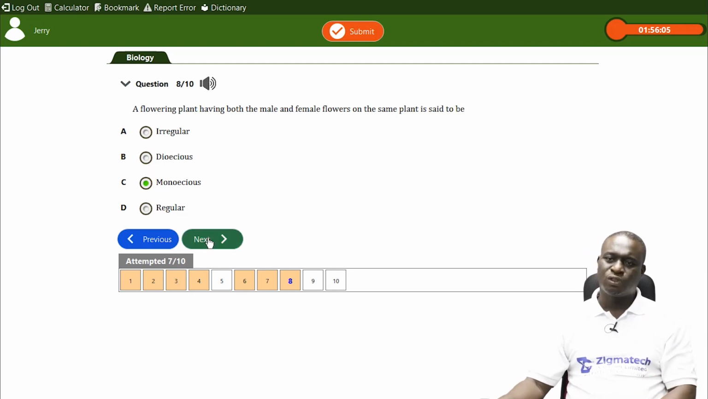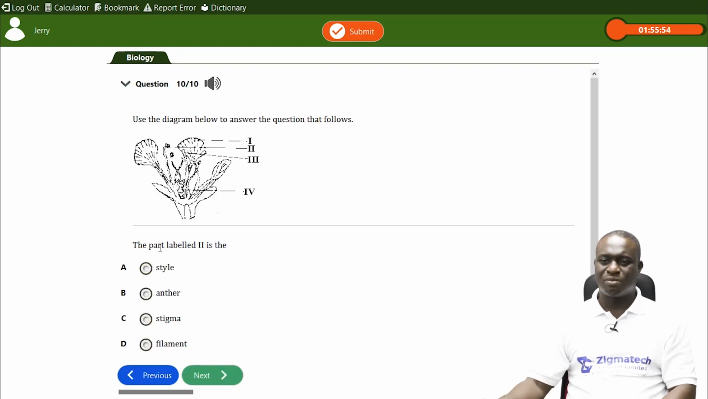All right? So, question 9 says the male reproductive organ of a flower is what? The stamens. And then finally, question 10 is still the same structure of the flower. The part labeled 2, as you can see, that is the anther of the flower.